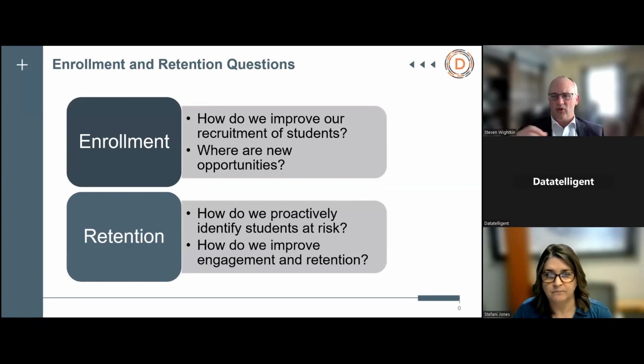So pulling all those factors together, what we hear a lot at Datatelligent from our customers is they're grappling with two kinds of buckets of questions. The first is around enrollment, and they're asking, how do we improve the recruitment of our students, and where are those new opportunities? As we think about that enrollment cliff that's coming up here, they may not have as many high school students to draw from.